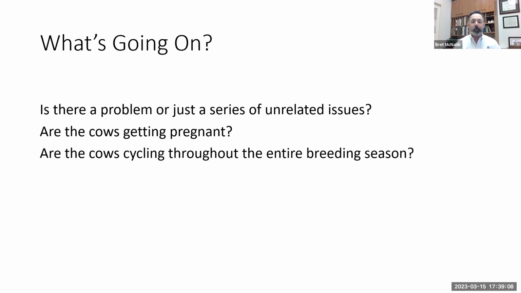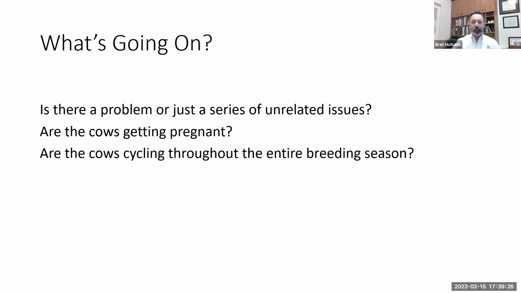Are the cows continuing to cycle throughout the entire breeding season? I'll show you a couple of charts in just a second, but we typically expect, hope that 2/3 of the cows will breed up in their first cycle in with the bull, and then over the next 2 to 3 cycles, we'll have the remainder of the herd breed up.